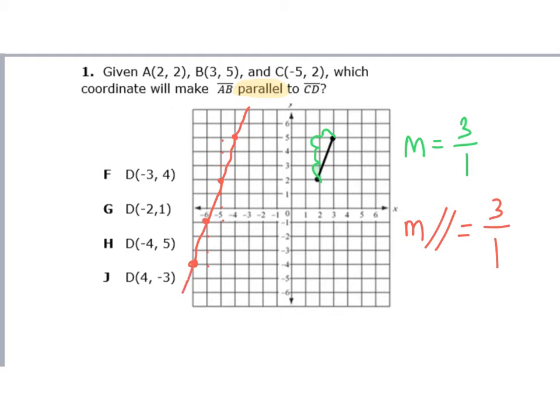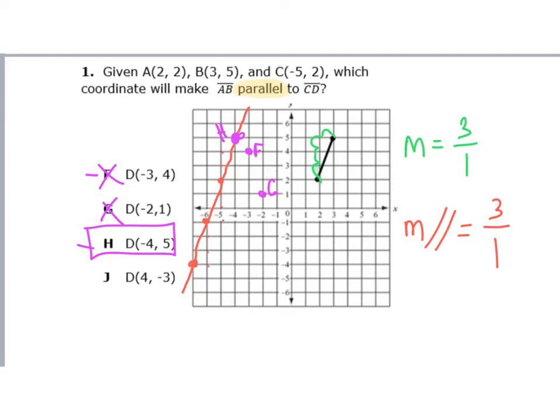I want to know which of my answer choices is on that line. Starting with F, F is at (-3, 4). So that's answer choice F, not on my line. G is at (-2, 1). Here is answer choice G. That is not on my line. H is at (-4, 5). Negative 4, 1, 2, 3, 4, 5. There is answer choice H, which is on my line, so that is my correct answer.